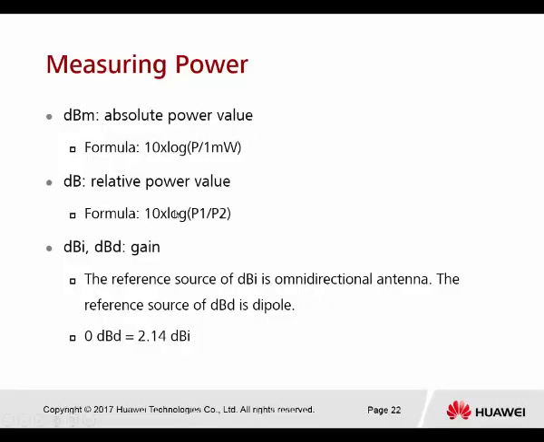So this is the formula for you to understand how to do the calculation. Hopefully this will help you. And the last one here: the reference source of dBi is the omnidirectional antenna, and the reference source of dBd is the dipole. So 0 dBd is equal to 2.14 dBi.